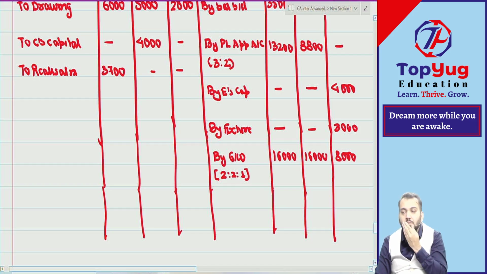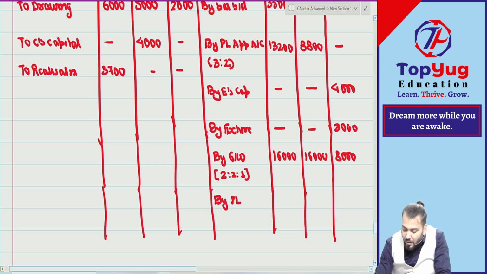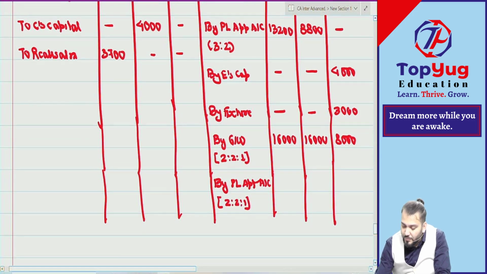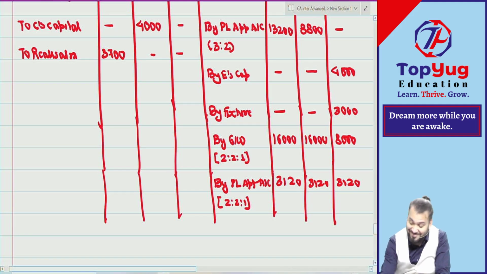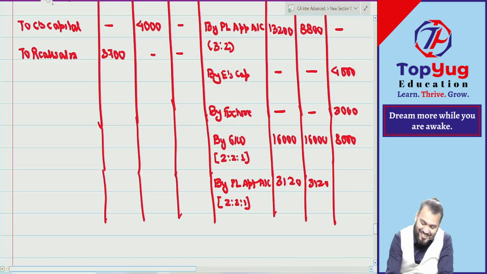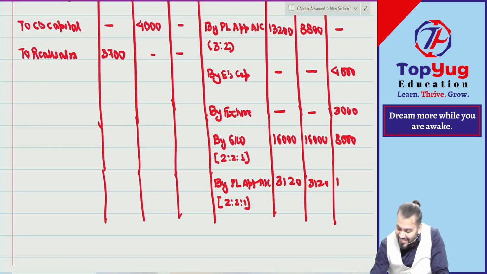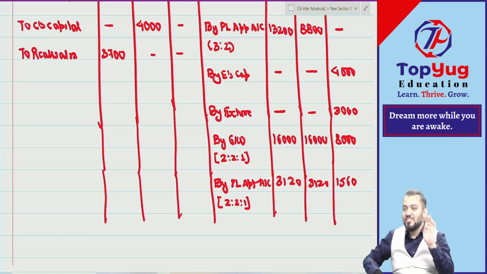Correct. Then reserve and surplus. Is there any reserve and surplus? Can I say P&L of next 6 months? So we'll say P&L appropriation account. How much? 7,800. In which ratio? 2 is to 2 is to 1. Can you allocate? 3120, 3120, 1560. Correct. So step number 4 also done.